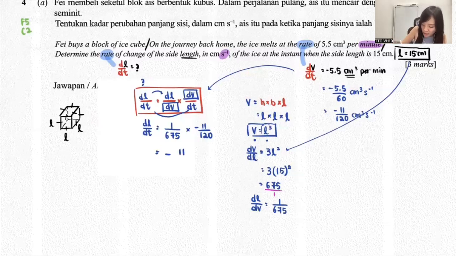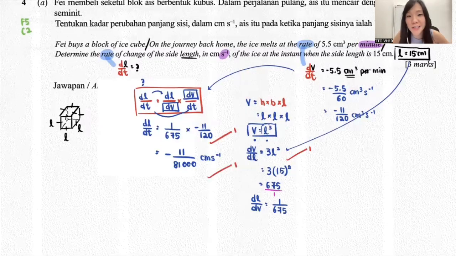So if you press the calculator, the answer is negative 11 over 81,000. Wow. Put a unit, cm per second. Yay, done. 3 marks. Where are the 3 marks? When you differentiate correctly, 1 mark. When you do the rate, 1 mark. When you get the answer, 1 mark. This is where the 3 marks come from. Changing it, no marks. Can move on. 5, 4, 3, 2, 1, move on.